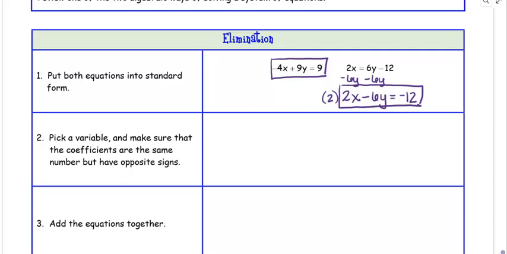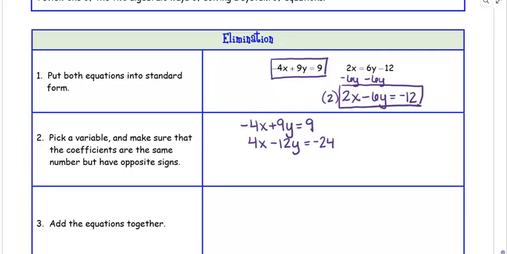I have my first equation: negative 4x plus 9y is equal to 9. And then my second equation, if I multiply that through by a 2, I'm going to put it right underneath. I have 4x minus 12y is equal to a negative 24. On my x's, I have the same number with opposite signs. Okay, these are what we call opposite coefficients.